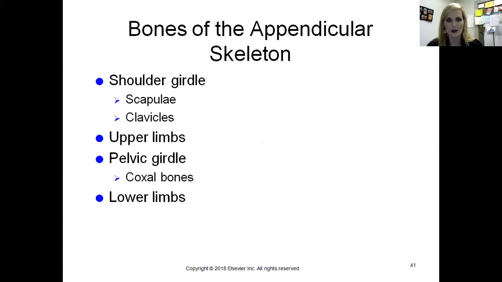Okay, so then we have the bones of our appendicular skeleton. Appendicular skeleton just simply means our arms and our legs, so our appendages is a way to think about that, appendicular, appendages. We're first going to talk about our upper limb, and then we'll talk about our lower limb. And then we'll talk about their attachment points too. So we have the shoulder girdle, where the upper limb meets the body. And then we have the pelvic girdle, where the lower limb meets the body.